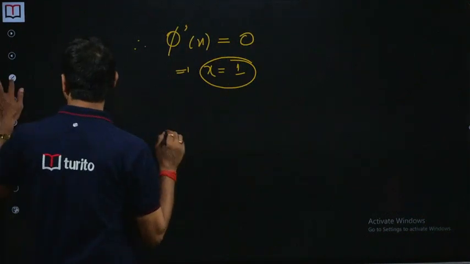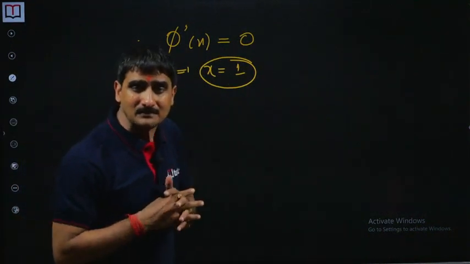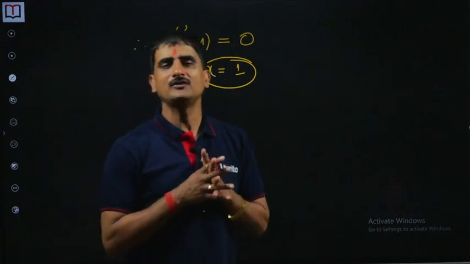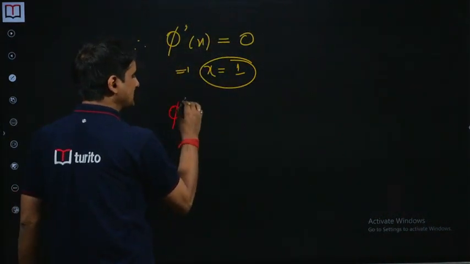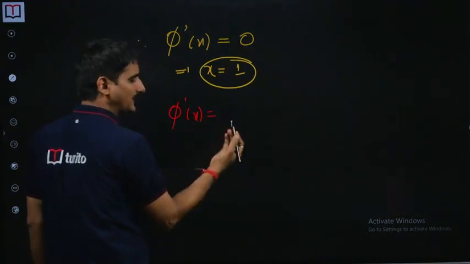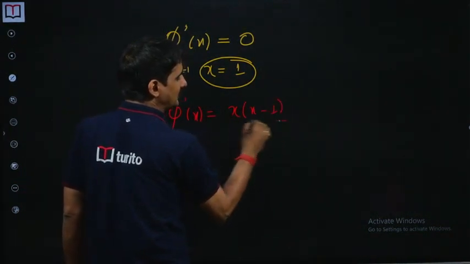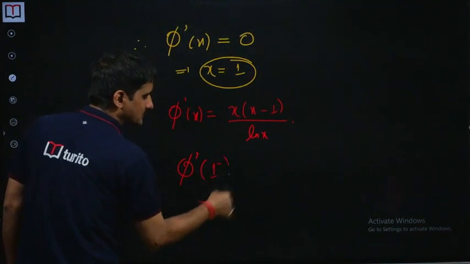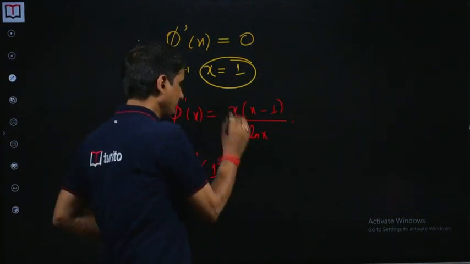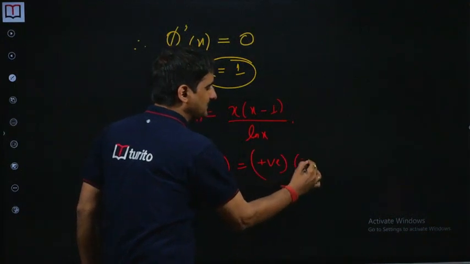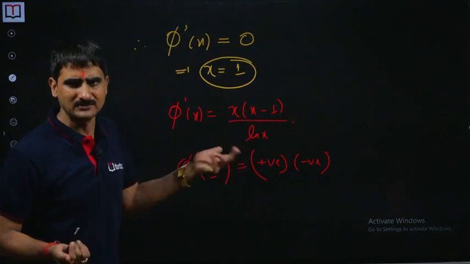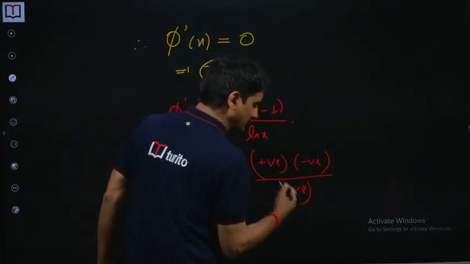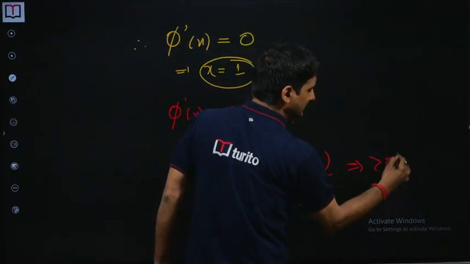Now see, how will we say whether we have a maximum or minimum at x is equal to 1? Now what we can do here is we can go for the sign change of f dash x or phi dash x, which is x into x minus 1 upon ln x. Okay, now on the left side of 1, when x is less than 1, of course x is positive. This is negative because let's say x is 0.9, 0.9 minus 1 is negative, and ln x is also negative when x is less than 1. So negative upon negative makes it positive. So overall this is greater than 0.